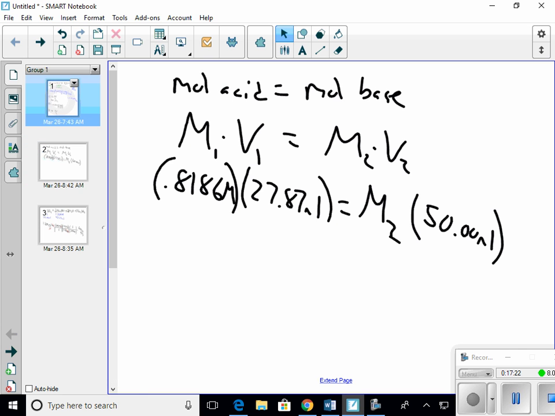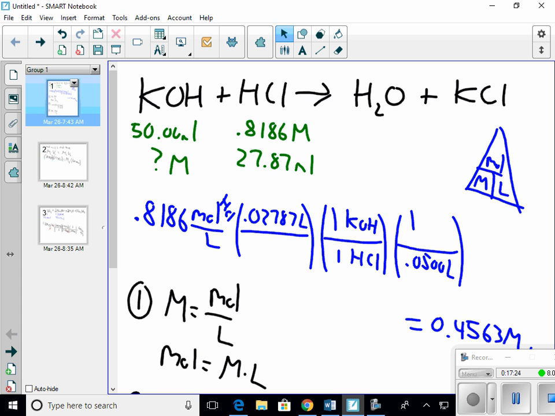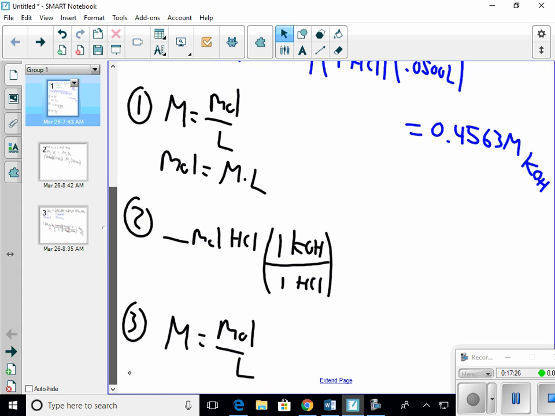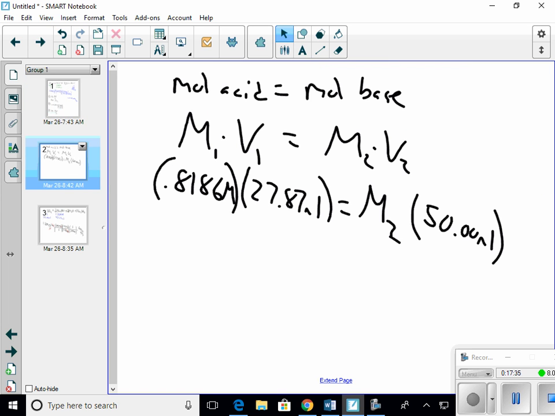So the surefire way is solution stoichiometry unless you like to take it in a 3-step process like I outlined here. However, if it is a 1-to-1 ratio, you can do the dilution equation more or less to solve for that. And that will give you the same type of answer.